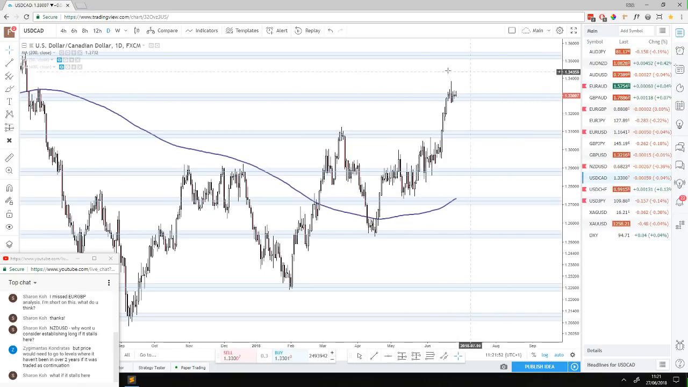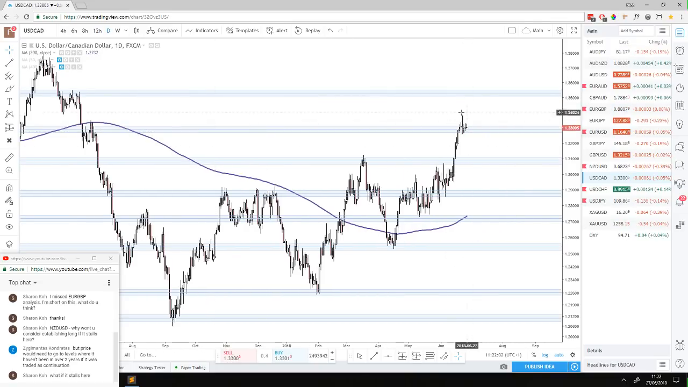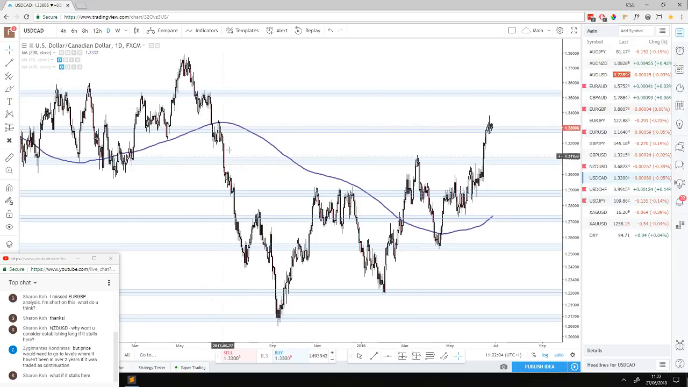USD CAD still stalling up at this resistance area. I mean, it's just stuck on resistance, really. This whole area is just a mess of resistance, and it's just stuck on resistance. It's not doing much at all.